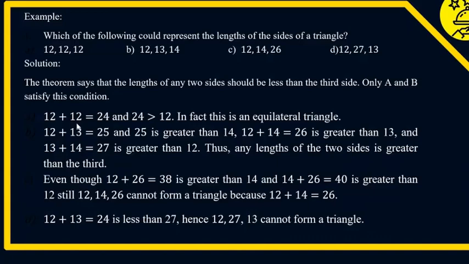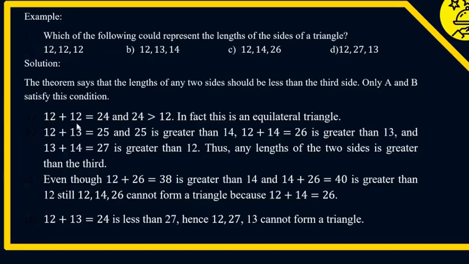So letter C, we have 12, 14, and 26. Even though 12 plus 26 is 38, which is greater than 14, and 14 plus 26 is 40, which is also greater than 12, still 12, 14, 26 cannot form a triangle because 12 plus 14 is 26 and 26 is not greater than 26. It is equal. It cannot form a triangle.